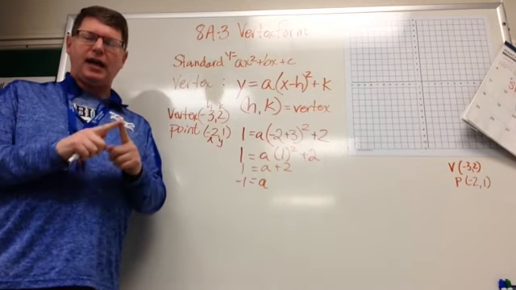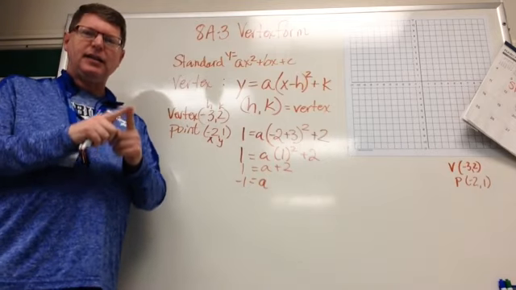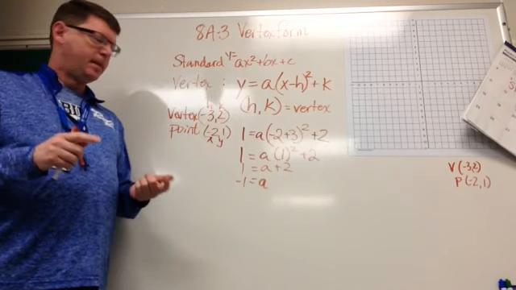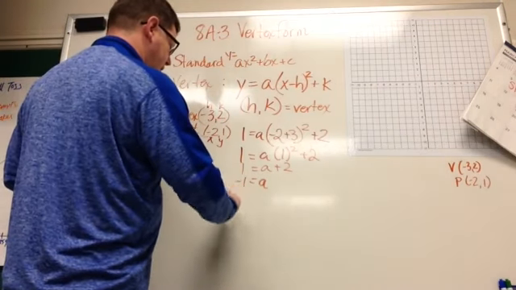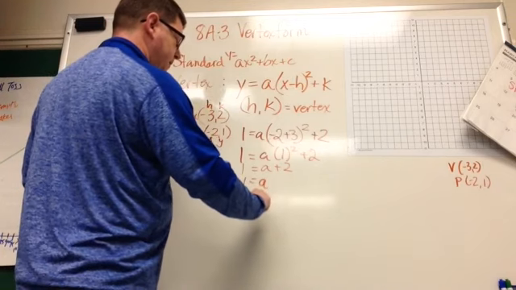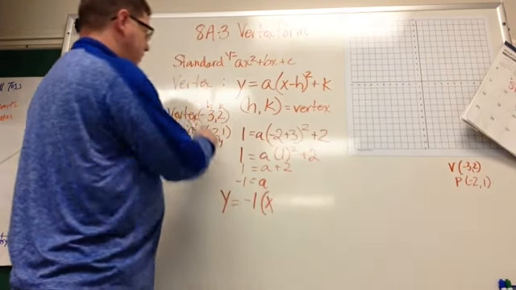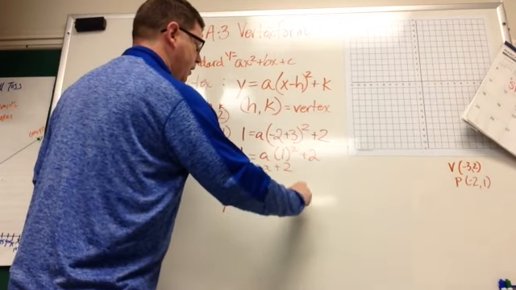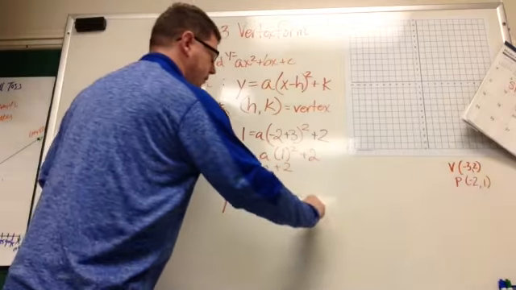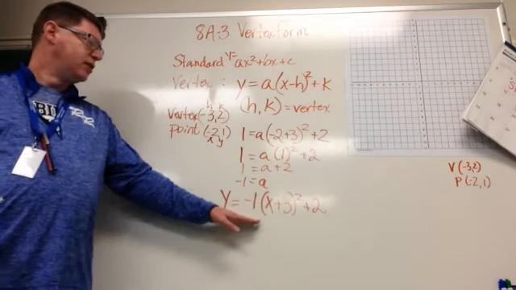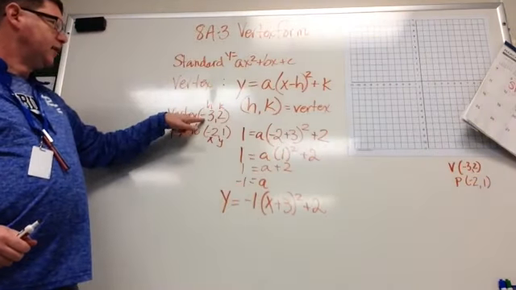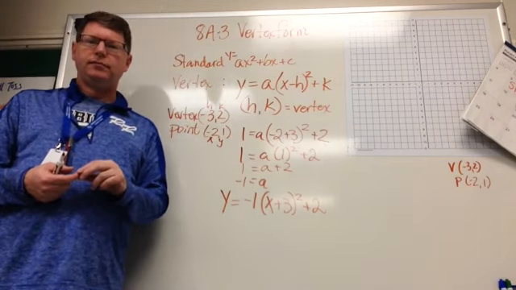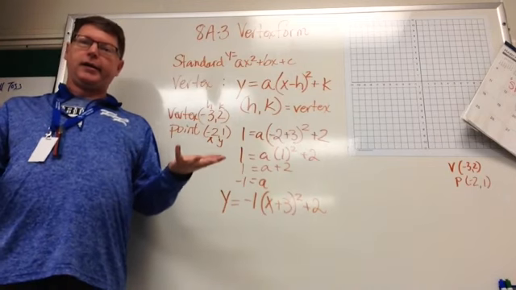Now I'm going to plug the h and the k and the -1 in to get my equation in vertex form. So I have y equals -1 times the quantity of x, remember, minus h would be minus negative 3, which would be plus 3 squared, and then plus k. And that is the equation of the parabola that has a vertex of negative 3, 2, and passes through the point negative 2, 1.